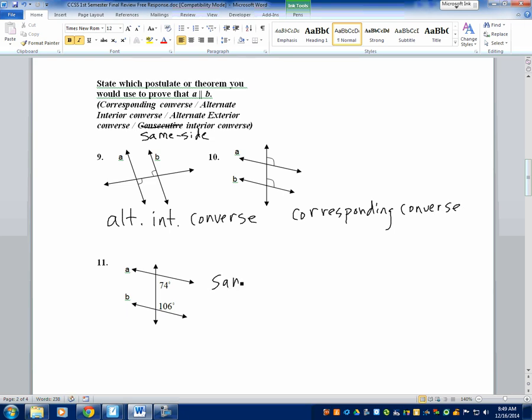How do you know that? But it's more than that. It's not just that they're on the same side. What do they equal? 180. So you've got to look for that. If one of these had been a 3 off, then you couldn't use the same side interior converse to prove the lines are parallel.